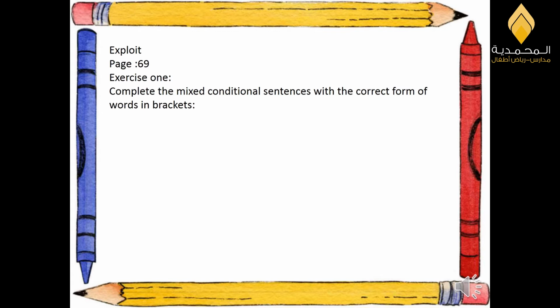Okay, would you please open your student's book on page 69? Let's do exercise number 1. I chose four sentences from this exercise so we can do them together. It says: complete the mixed conditional sentences with the correct form of the words in brackets.